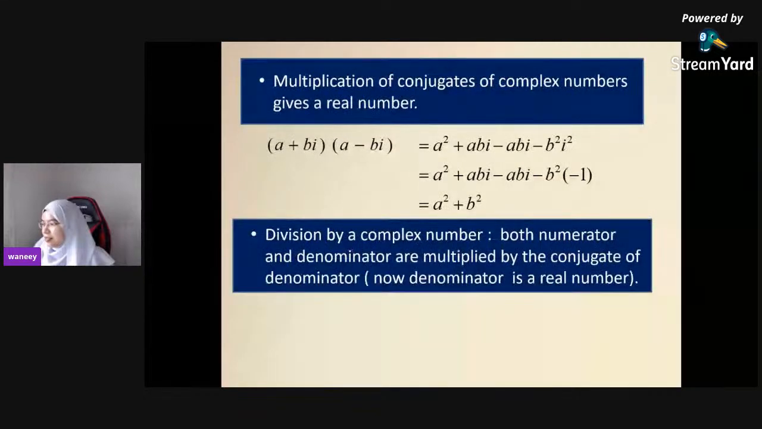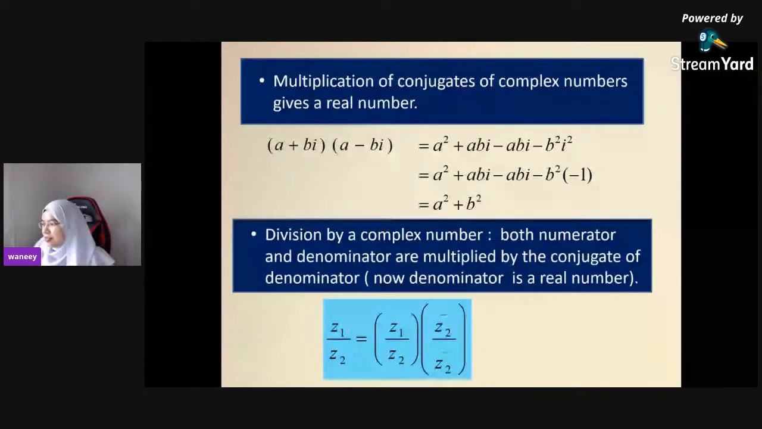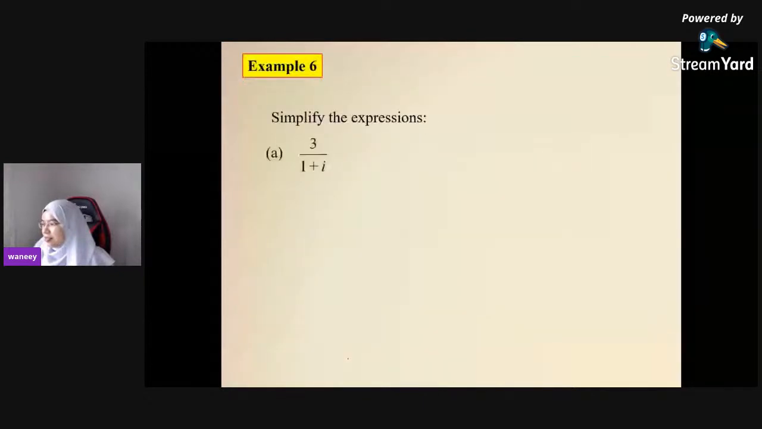Okay, so division by a complex number. So both the numerator and denominator are multiplied by the conjugate of denominator. So now our denominator is a real number. So we're gonna call this step as rationalizing the denominator. Okay, so for example, this one we have a complex number on top and at the bottom. So what we are going to do is that we are going to times them with the conjugate of our denominator. So look at your denominator carefully because we are going to times with the conjugate of the denominator. Okay, so for example, I think I'm gonna do only the first one. The second one, I leave that as your homework, okay?